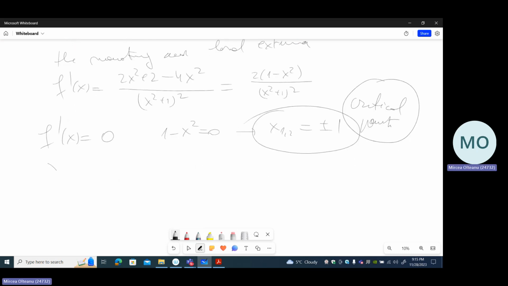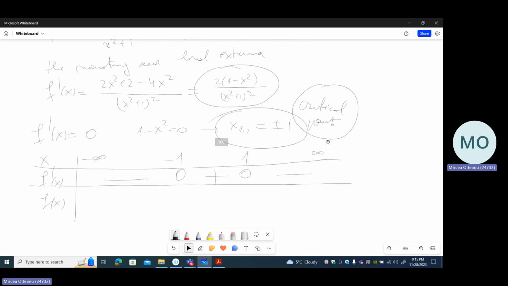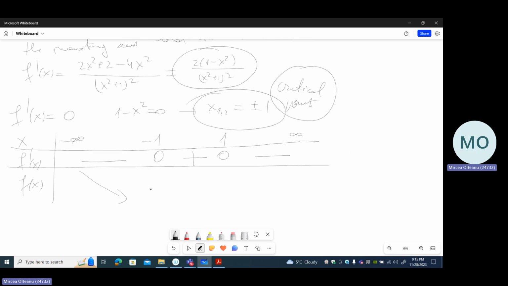And now we fill in the following table, in which the most important information is the sign of the derivative. So our domain is minus infinity, infinity. We put here the critical points. And now the sign of the derivative. So the sign of this function will be negative, positive, negative. So the conclusion is that on the interval minus infinity, minus 1, the function is decreasing. Then on minus 1, 1 it is increasing, and then it is decreasing again.